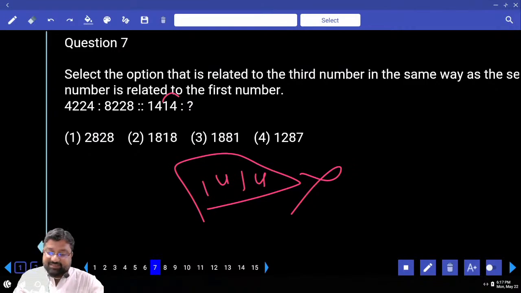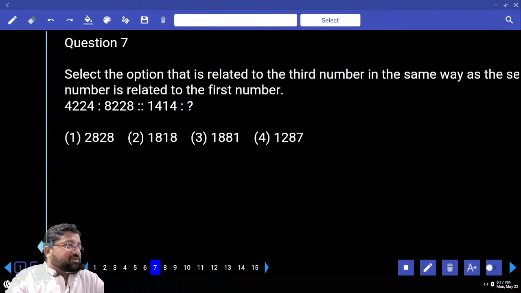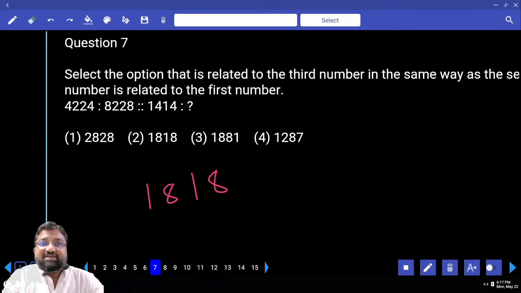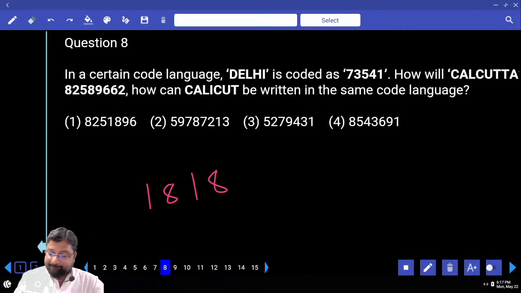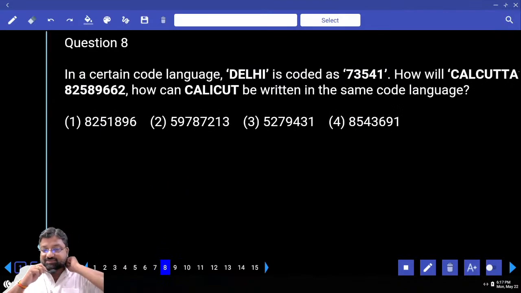So the only digit that is changing here is 4. 4 is becoming 8. That is what I have done. The only digit that I changed is 4 and I made 4 as 8. So 1818.